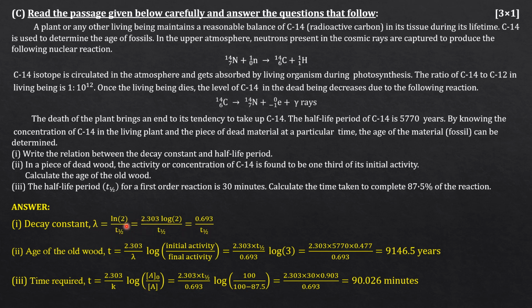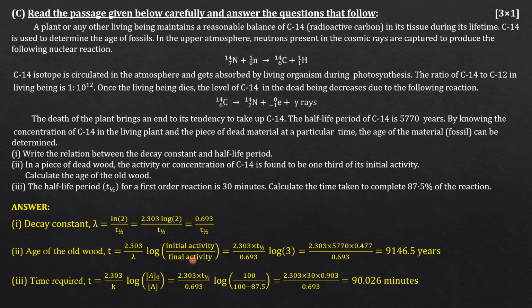Either you write lambda equals ln 2 by t half. Instead of the natural logarithm, if you want to write log with base 10, then it will be 2.303 log 2 by t half. Or you know that ln 2 has the value of 0.693. Most of you are habituated with this value 0.693. So you can write lambda equals 0.693 by t half. That is also correct. You can write any one of them.